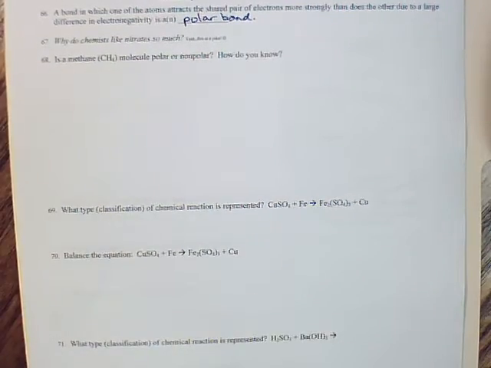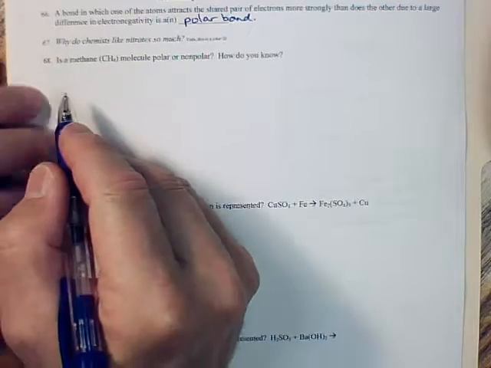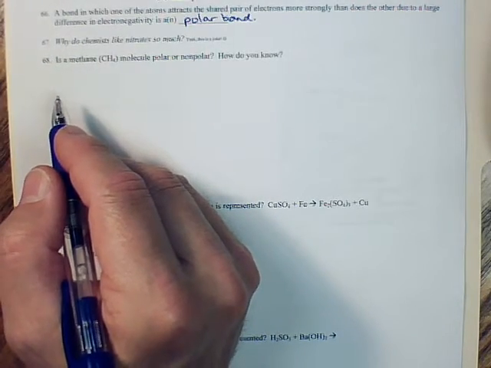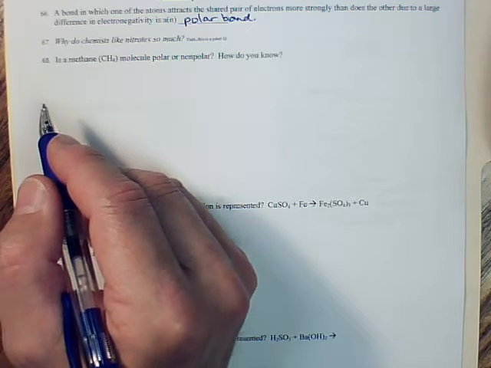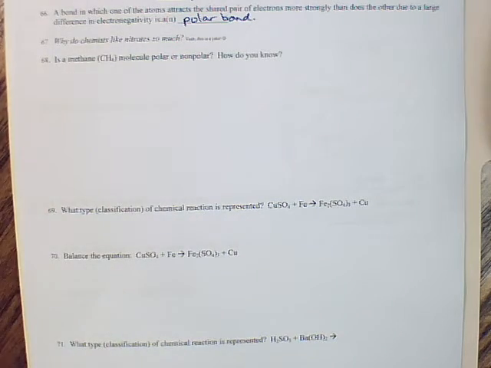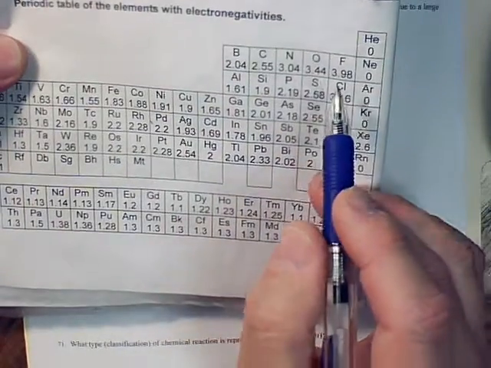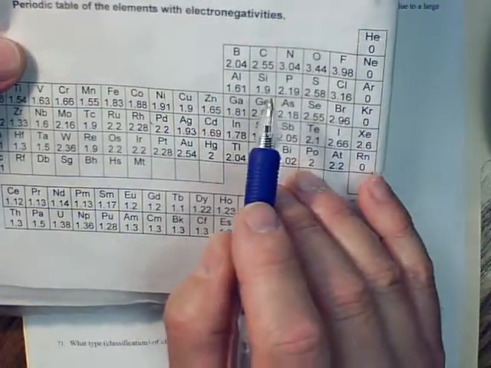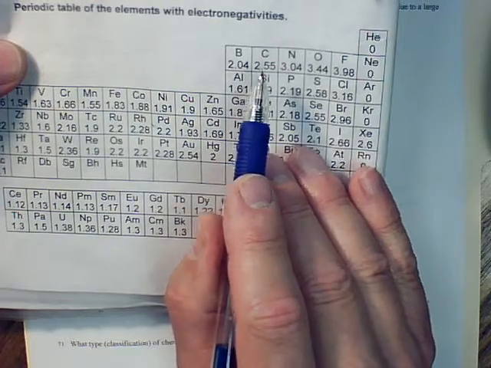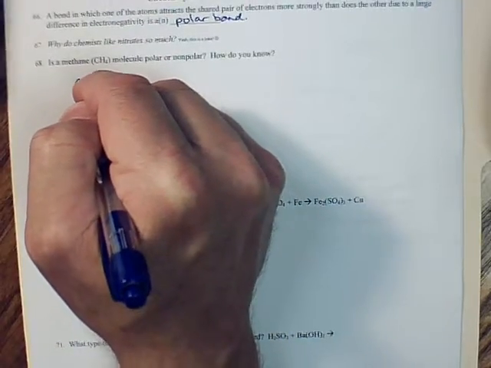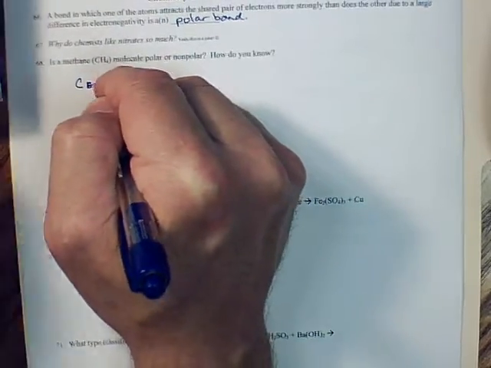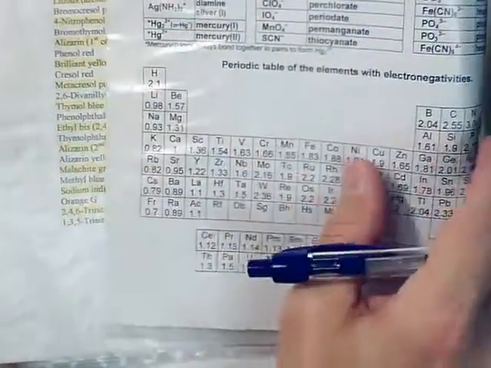For that, we need to know electronegativity. Now for CP chemistry classes, you can use the periodic table of electronegativities, okay? Honors classes have to know the pattern and figure it out, and we'll discuss both of those here. So carbon has an electronegativity of 2.55. The electronegativity for hydrogen is 2.1.